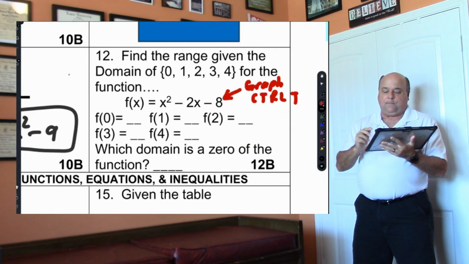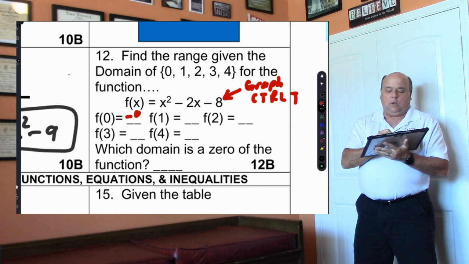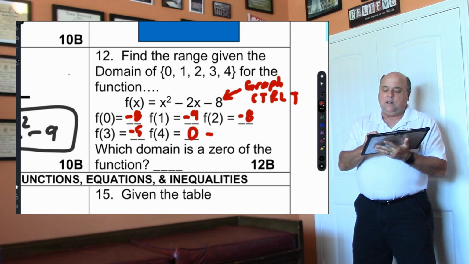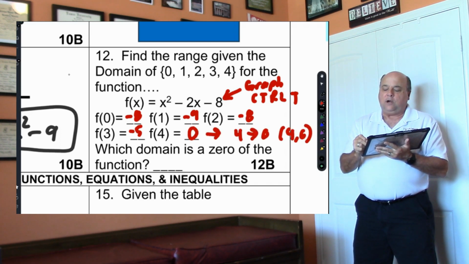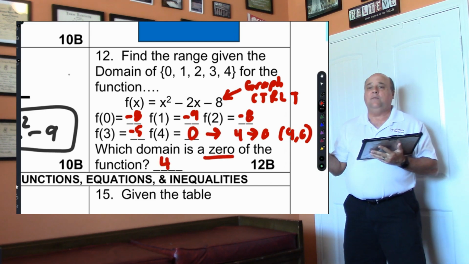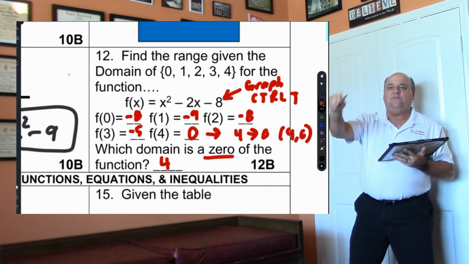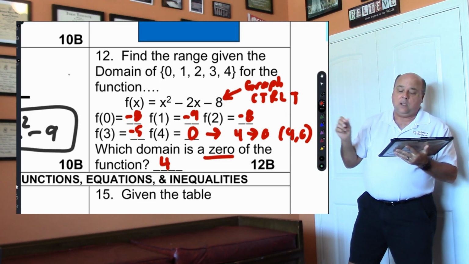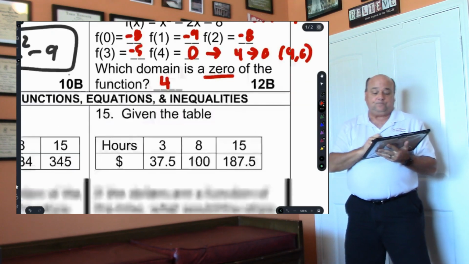So I'm going to go to my paper. If I inputted 0, it was -8. If I inputted 1, it was -9. The 2 gave me a -8. The 3 gave me a -5. And the 4 gave me a 0. This is really input of 4, output of 0, or an ordered pair of 4, 0. That is called the 0 of the function. So if you input 4, you output 0, that will turn into an x-intercept, which is a very important number.